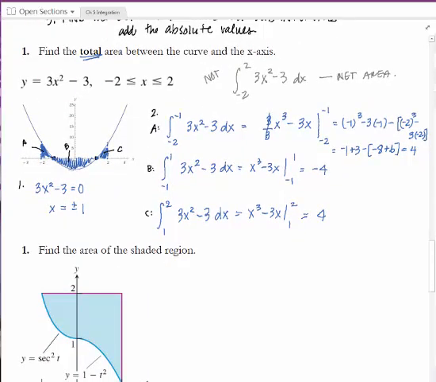So if we want to find the total area, we can sum the absolute values of these. Integral a adds 4, integral b adds 4, integral c adds 4. Because each of those pieces are worth 4, the total area is 12.